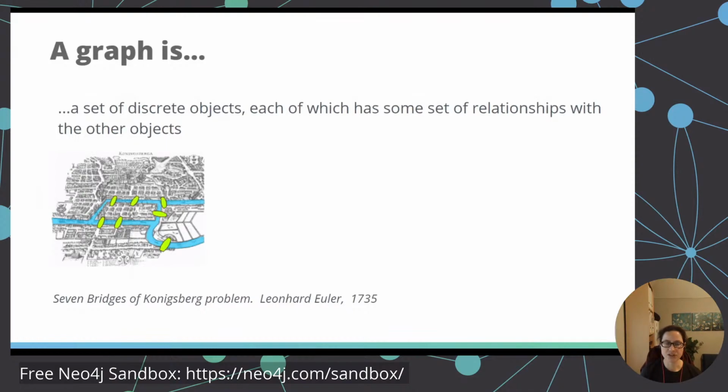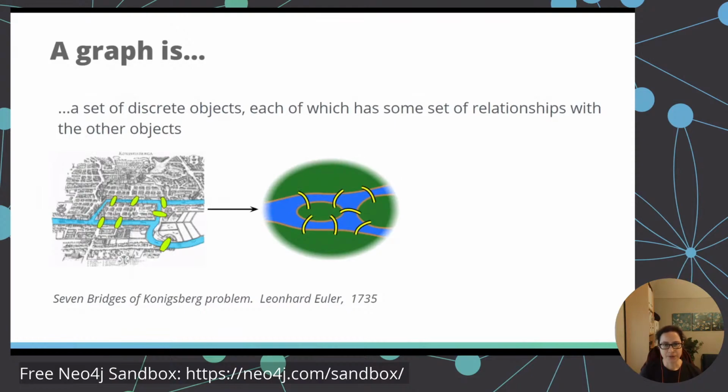The question was: is it possible to visit all of these land masses, the 2 parts of the mainland split by the river and the 2 islands, crossing these 7 bridges, but you had to cross these bridges once and only once, and you had to cross every single one. And this was posted in a newspaper, and the famous mathematician Leonhard Euler saw this and thought, oh, that's interesting.